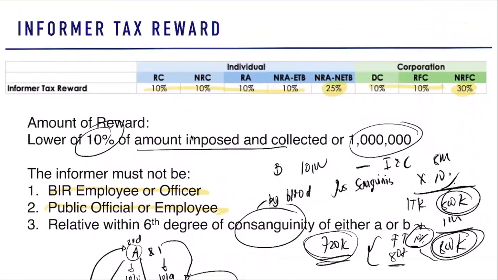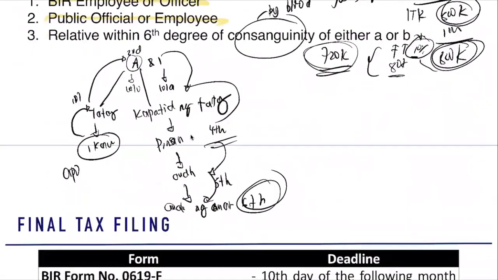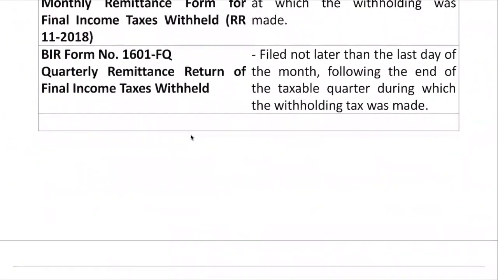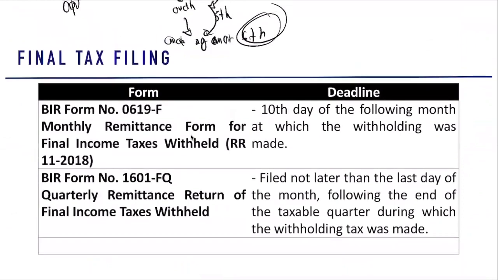So, we're almost done with your different final taxes. We go now to your final tax filing. So how do we file your final tax filing? We have two. How do we file your final tax return? We have your BIR 0619F and 1601FQ. So actually before we have still 1602, but actually with your TRAIN, we only have two now, 0619F and 1601-FQ. So what is this 0619F?